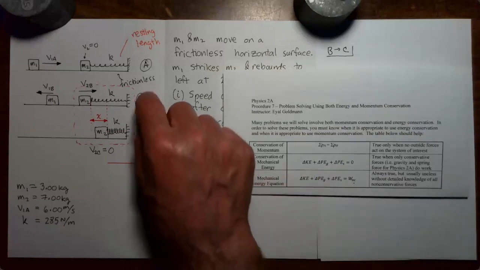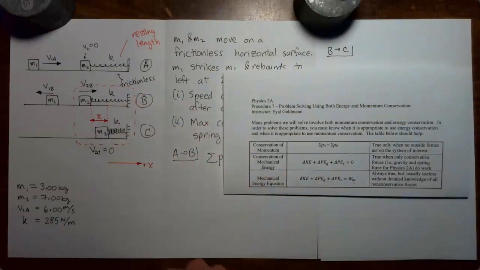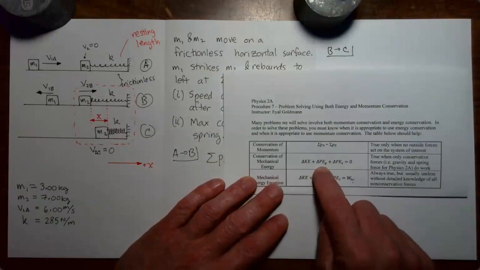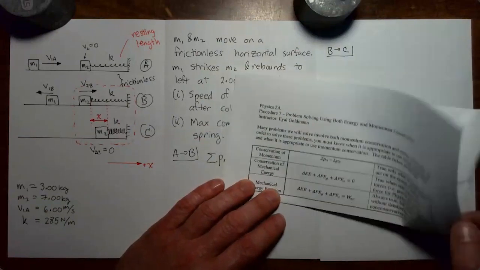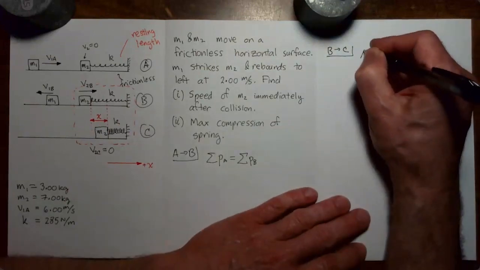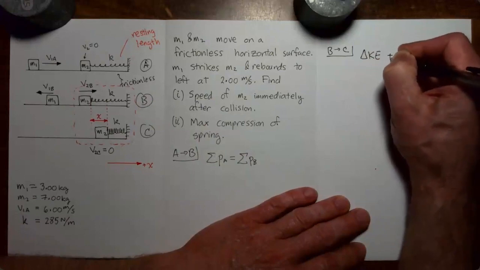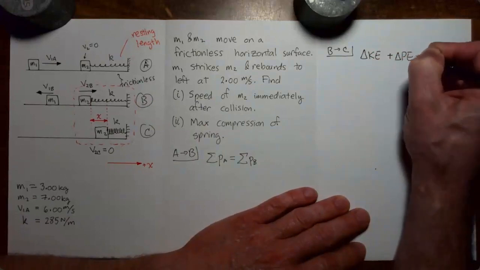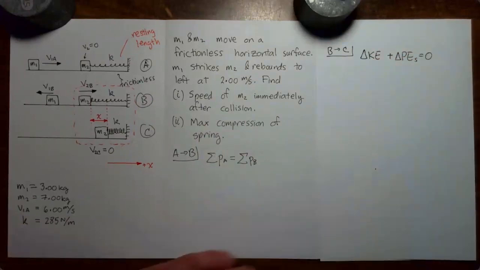How about conservation of mechanical energy? Well, as we go from B to C, the only force acting is the spring force, so conservation of mechanical energy does apply, and everything's moving horizontally, so we're going to ignore gravitational potential energy. So as we go from B to C, we then have change in kinetic energy plus change in spring potential energy equals 0.